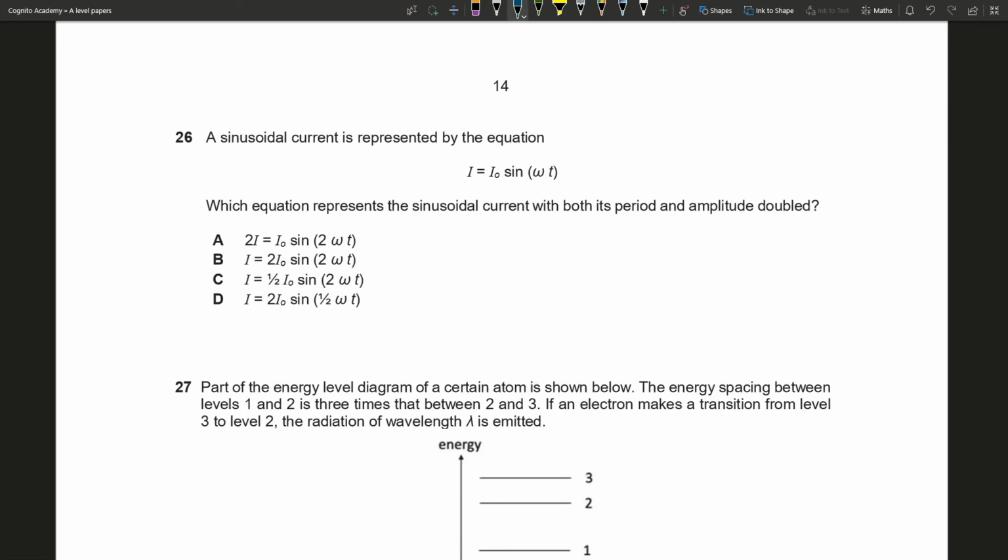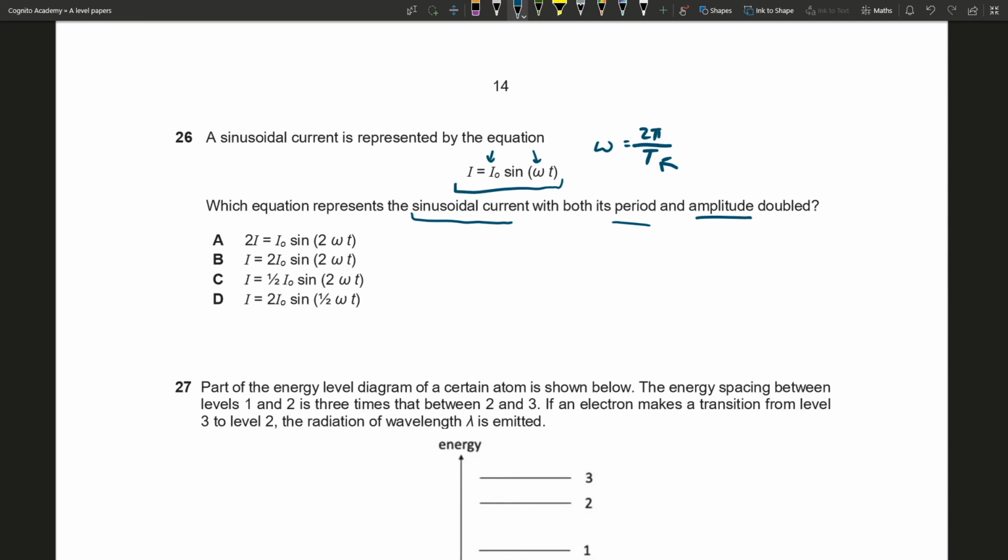Question 6. We are given the equation of a sinusoidal current, and we are asked which equation represents another sinusoidal current with the period and amplitude doubled. So in our original equation, this is our amplitude given by I0, and the period is inside omega, our angular velocity. Remember that omega is equal to 2 pi over the period, so our period is here.